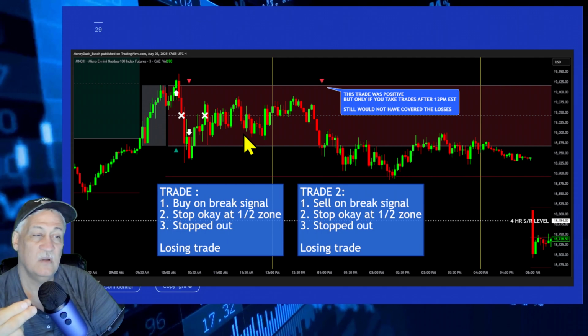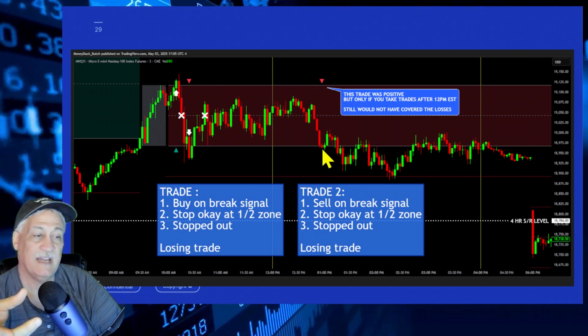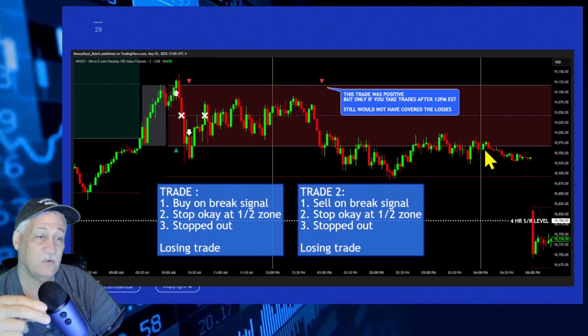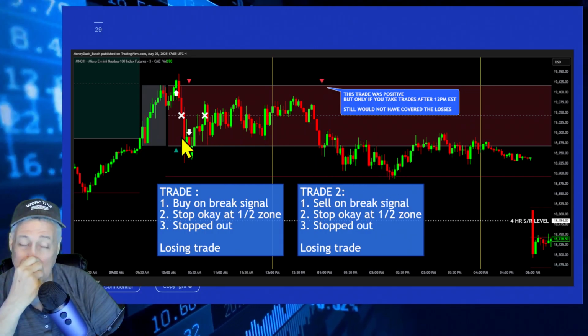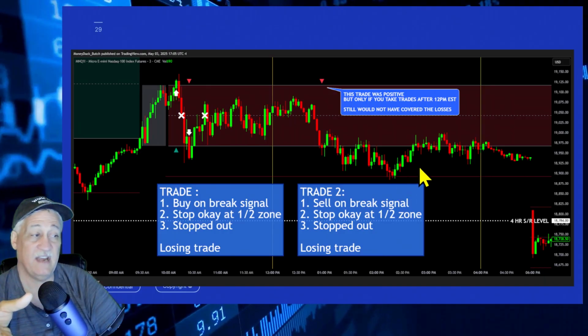And we would have to look to take a trade in the afternoon. Take a trade in the afternoon. Right here, it does go to 1-to-1. And then you close out at 4. So this almost covers one of the losses. Not quite.